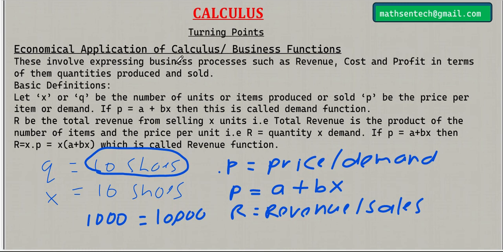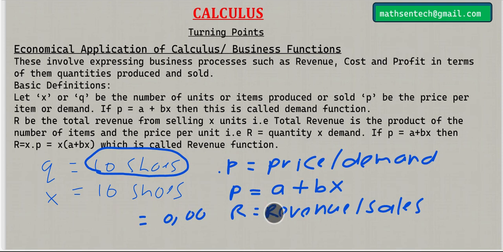Okay, then the total revenue is the product of the total number of items and the price per unit. So R is equal to quantity times demand, or quantity times price. So if P is equal to A plus BX, then R is equal to X times P, which is also equal to X times (A plus BX), which is P. So this is actually very straightforward.